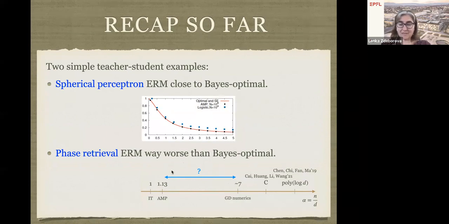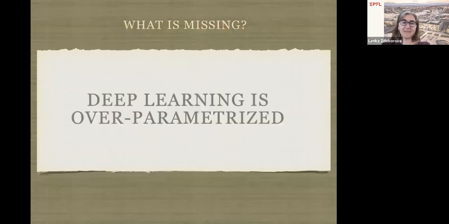In order to do that, as I said, let's think, what are we missing from what we usually see in deep learning that's not here? So deep learning is over-parametrized. So a hypothesis is, could over-parametrization here help the gradient descent?